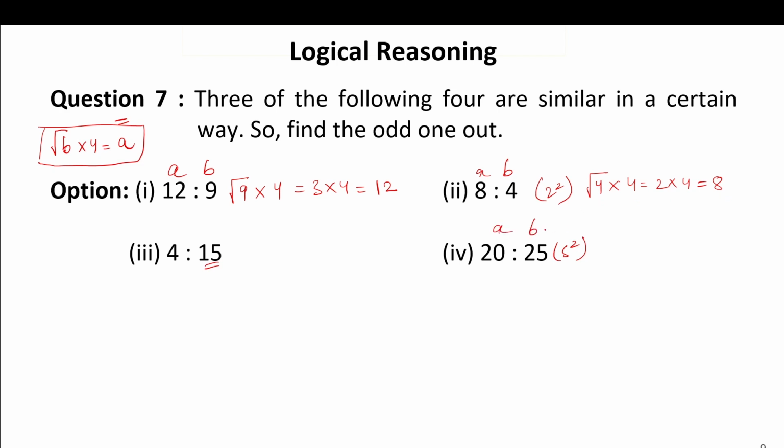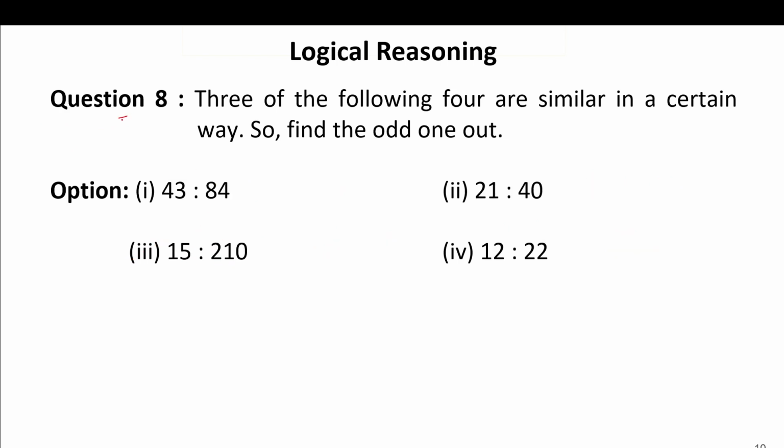Here also I can see that under root of 25 into 4, that means 5 into 4, will give me 20. But this is not a perfect square. So this option is definitely different. Hence our answer will be option number 3. Okay.